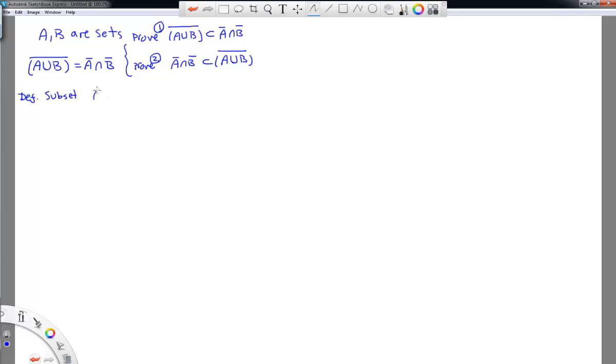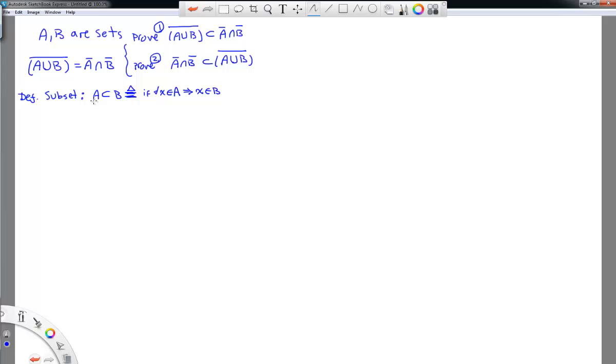Okay, so we say A is a subset of B, and we define it like this. This is a definition: if for every x in A, x is in B. So this is a very basic definition about one set being a subset of the other. And remember, we defined this in the last unit, the definition of a subset.